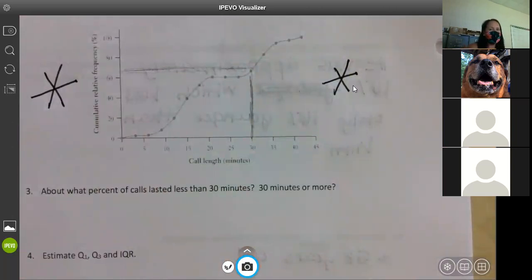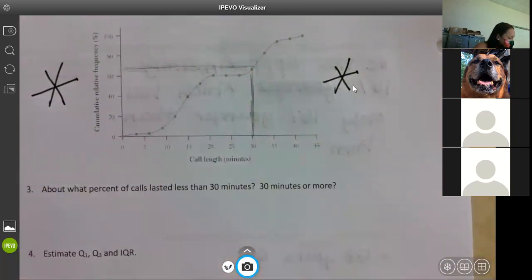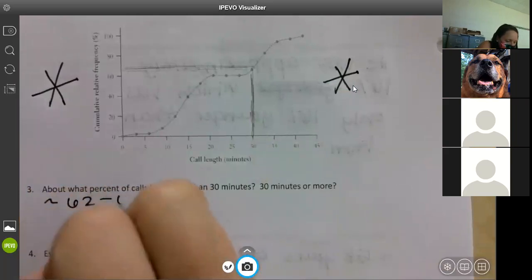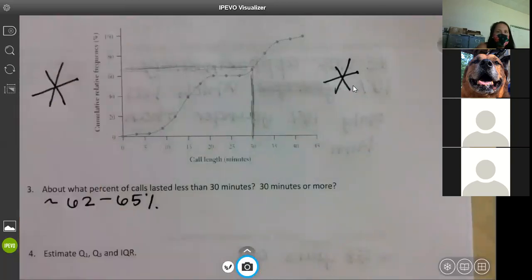So about what percent lasted less than 30 minutes? So all of this is how much? Like 62. Right, yeah. 62. Or probably like 65 something. Yeah, I was looking at it wrong. All 60s, to 80. So probably around 65, but I'll give you the 62 as long as you've shown it.